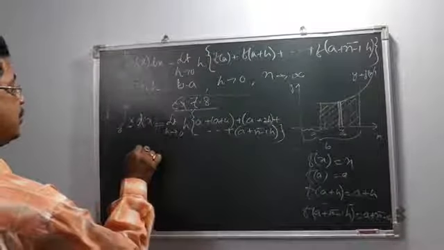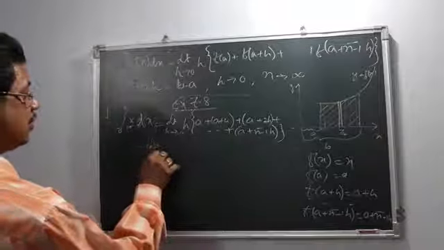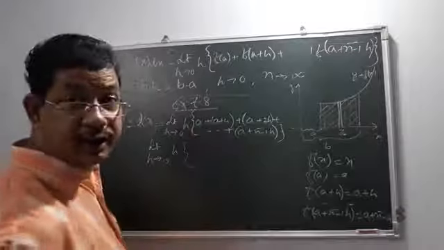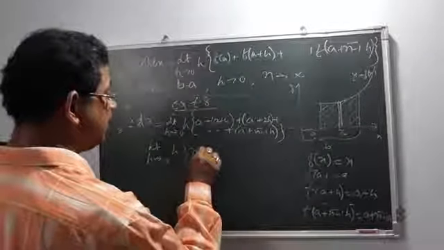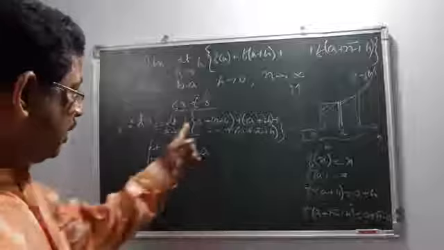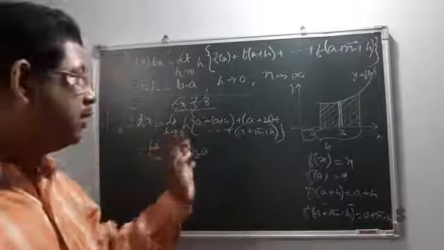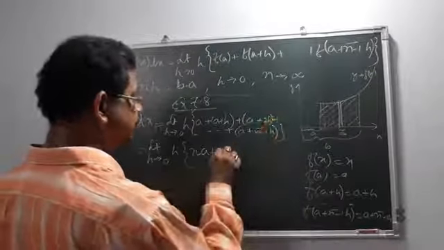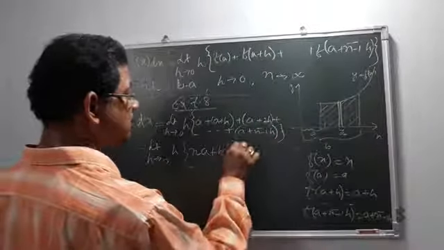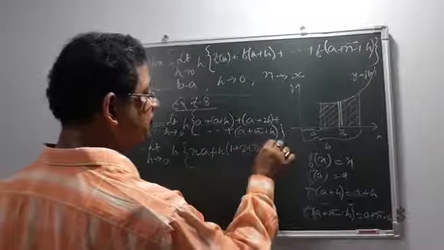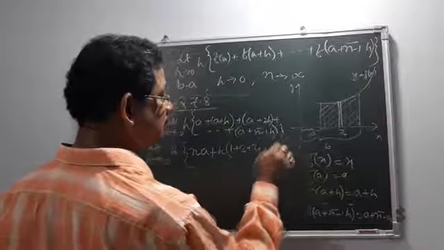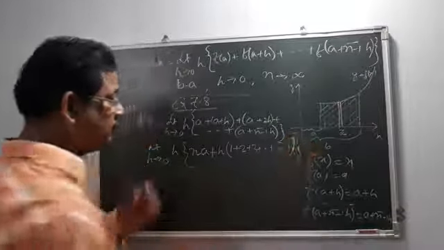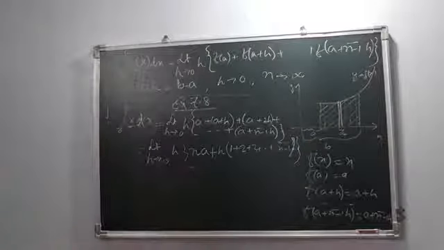So students, you see limit h tends to 0. Here you see that a is repeated n times, so the sum will be n into a. If we take all the a together, then if we take h common, we can write 1, 2, 3, up to n minus 1. So up to n minus 1 terms we can get.